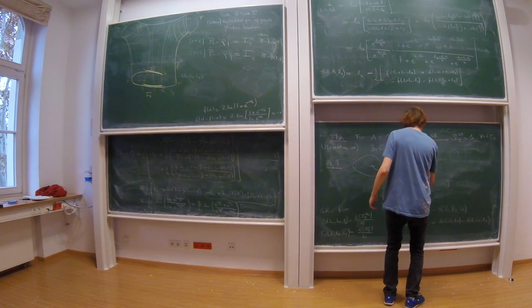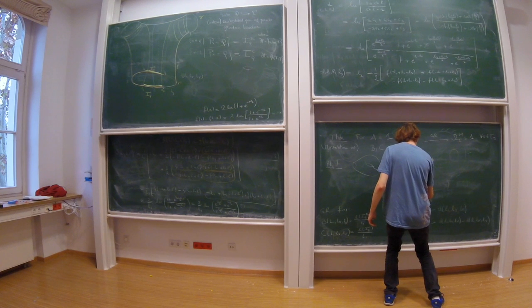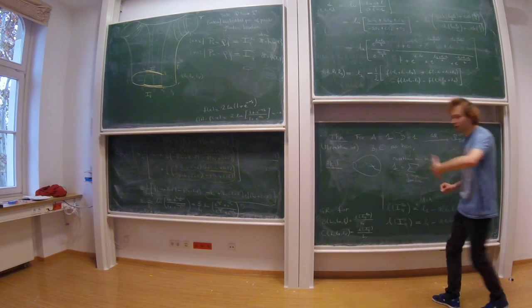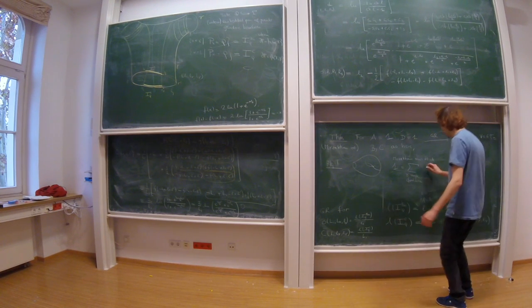So here we have the sum over all simple closed curves, which are not homotopic to the boundary, of a C function.